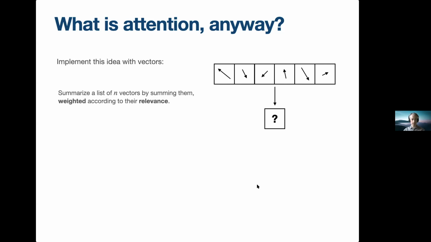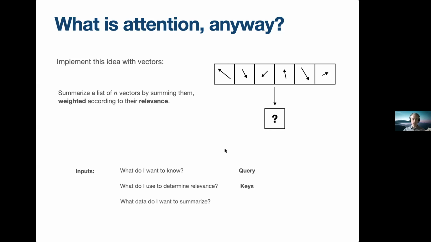The approach that's taken is that you sum them up. You sum up a collection of value vectors. So these are the values that we're interested in collating. And we sum them up, but we weight them according to their relevance to the task at hand. So what are our inputs to attention? First of all, what do I want to know? That's the query. What do I use to determine relevance to the query? That's the key. And what do I want to summarize? Those are the values. And each of these are going to be vectors.